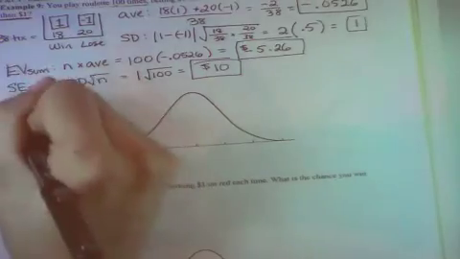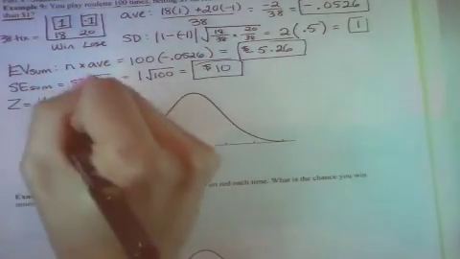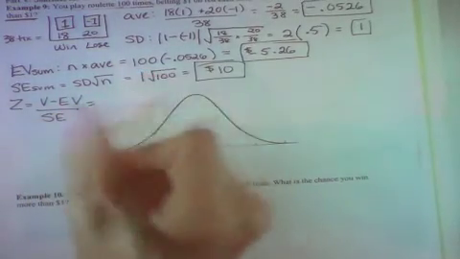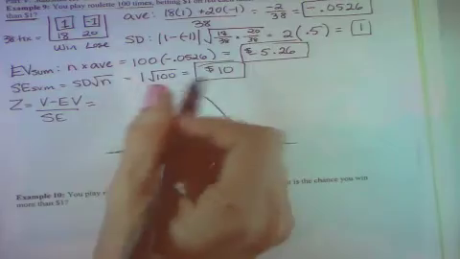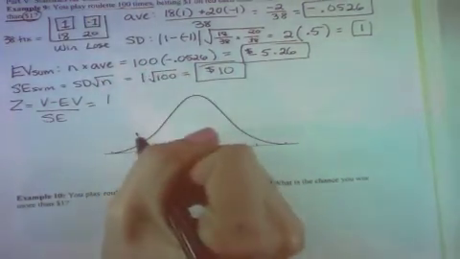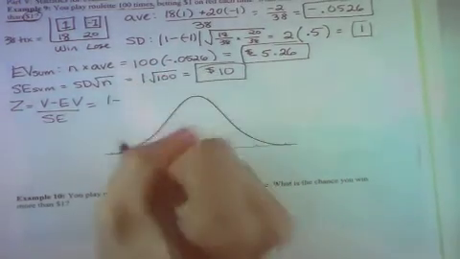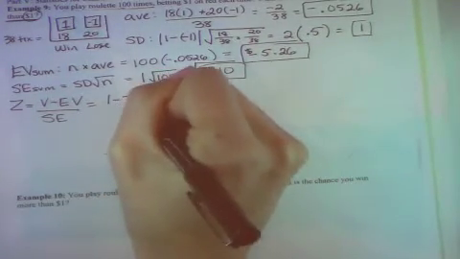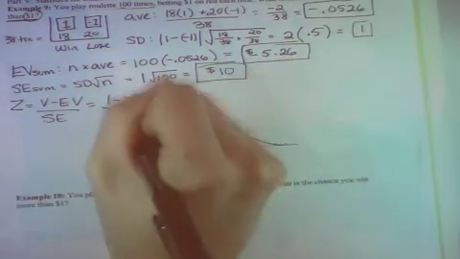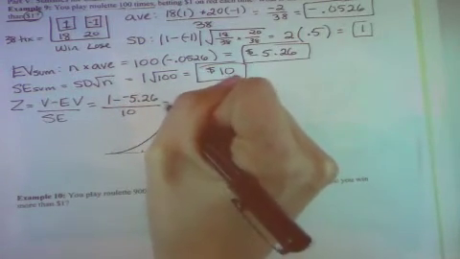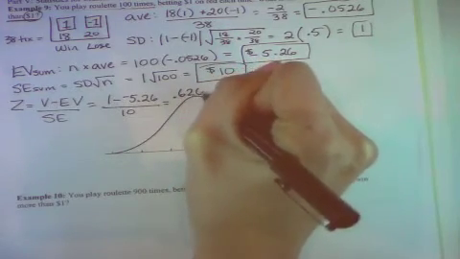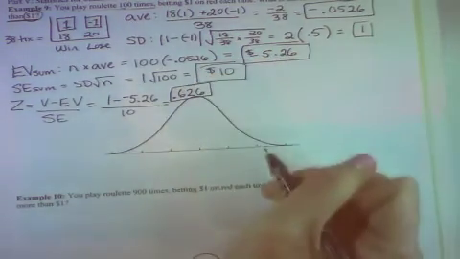Okay, so our z-score. Z-score is value minus the expected value over the standard error. Our value of interest, the amount that we're concerned with winning, is $1. We're concerned with winning more than $1. So our value is $1 minus our expected value, which was negative $5.26, divided by our standard error, which was $10. And that gives us a z-score of about 0.626, right? So there is our z-score.